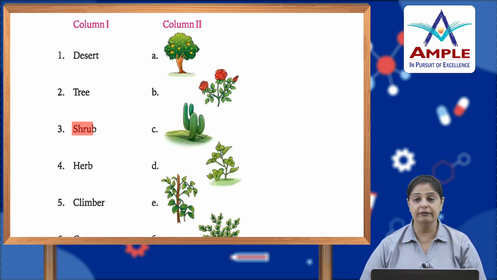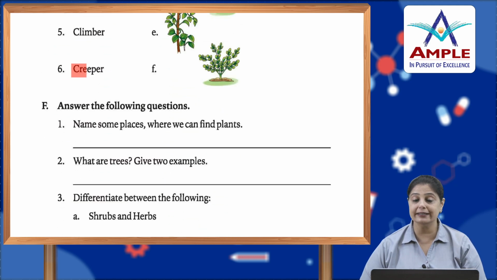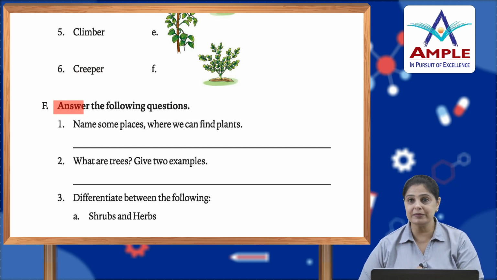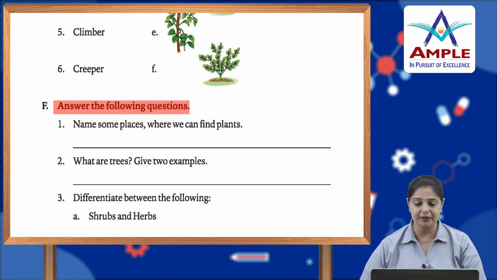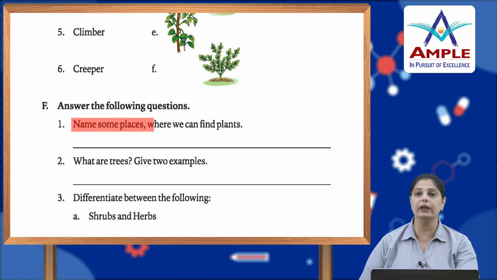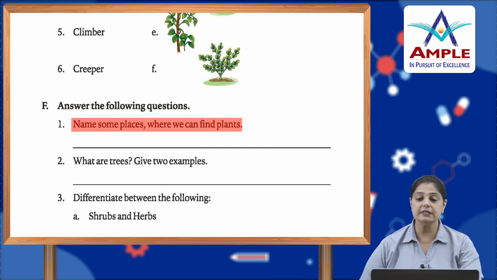Now, match the following columns. So, you have this column 1, the names are there: desert, tree, shrub and herb, climber, creeper. Now, look at the diagrams and then you match them. Alright? Now, answer the following questions. Name some places where we can find plants. Okay.